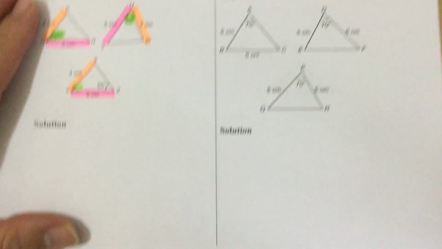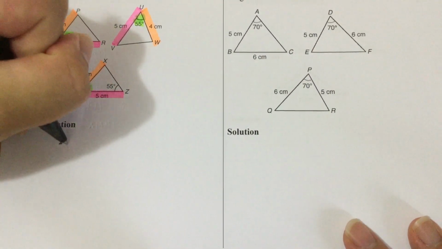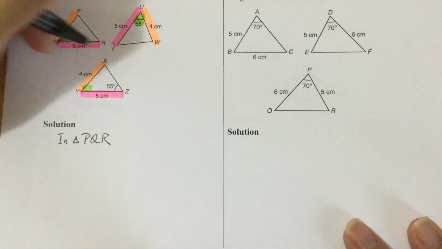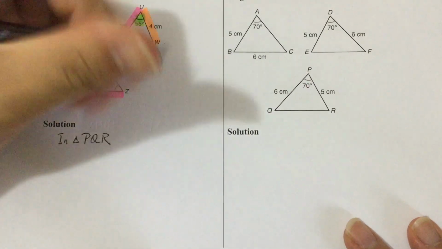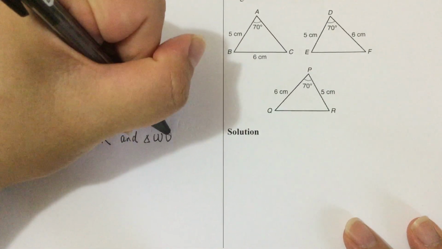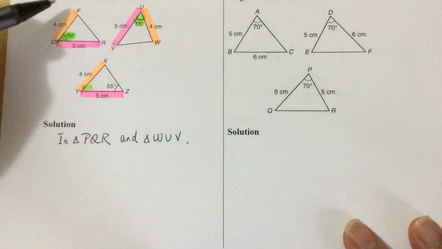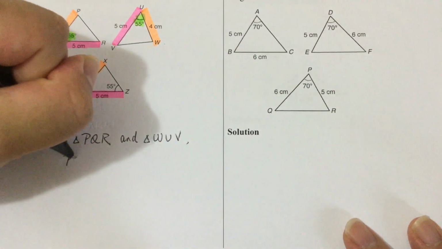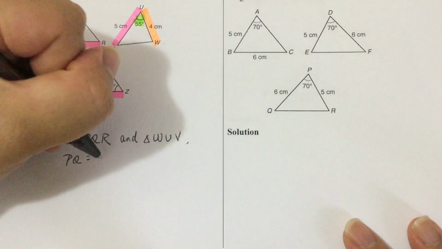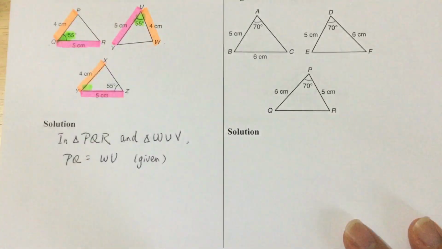So that we can have in triangle. Okay, to prove it, let's write down in triangle PQR, orange to red, and WUV. Okay, these two triangles. Now let's write one by one. For S, this is PQ is equal to 4 cm, and equal to WU. Okay, this one is given.